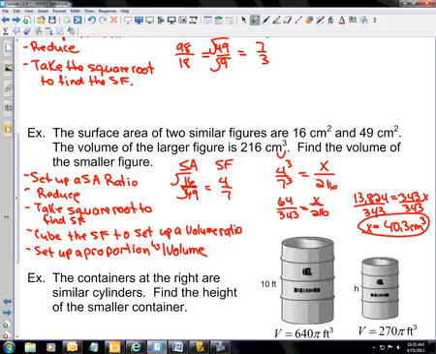So I was given the surface areas, and I was given one volume. So I took the surface areas, reduced them, couldn't be reduced, took the square root to find the scale factor. Once I got the scale factor, I had to cube it back up for the volume ratio, and then set it equal to a proportion with the volume, and solve. All right, let's do another one.